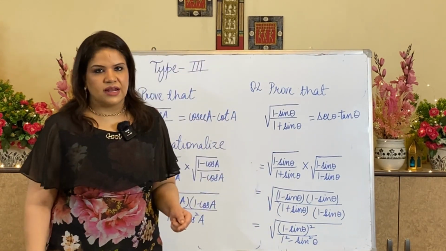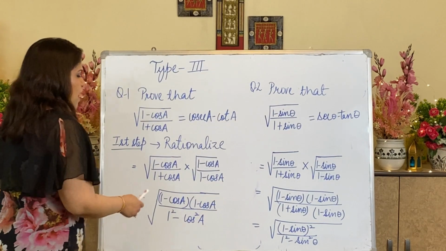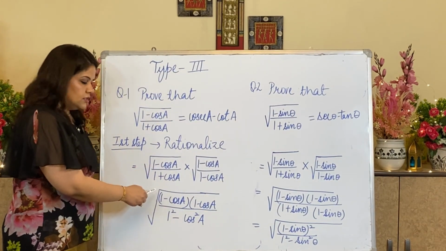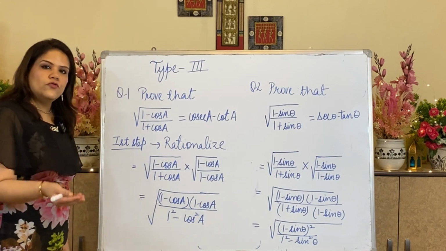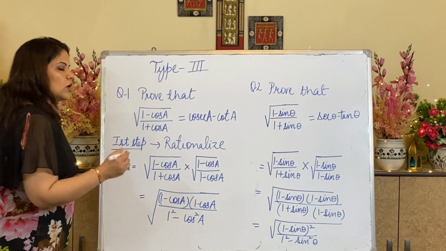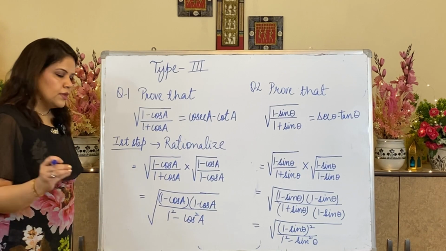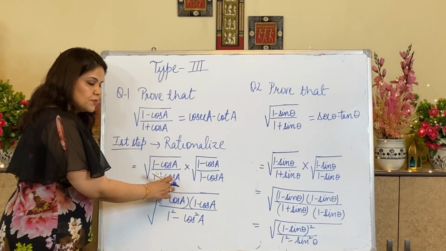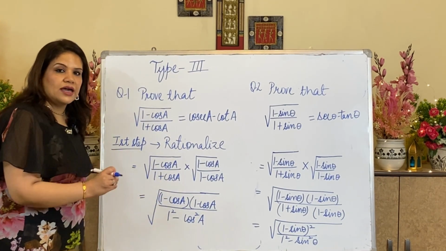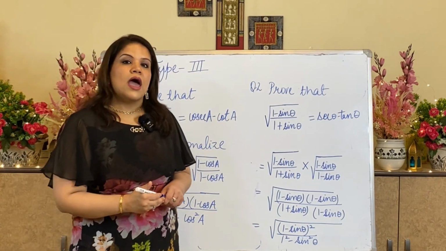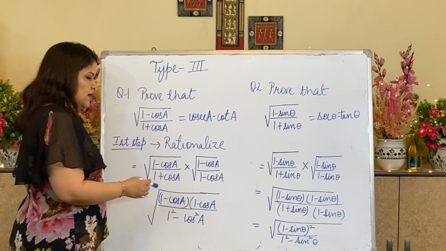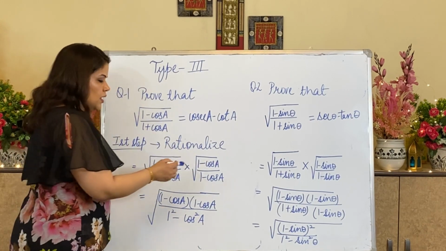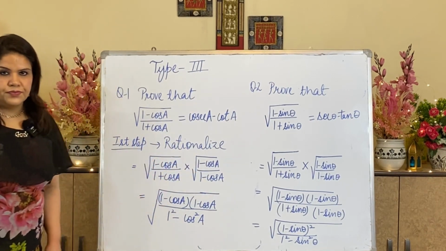Now what is rationalization? I have been given this ratio under a square root sign. What will I do for rationalization? Whatever is my denominator, it is made up of two terms. I will change the sign between the two terms and I will multiply that under a square root sign with the numerator and with the denominator.